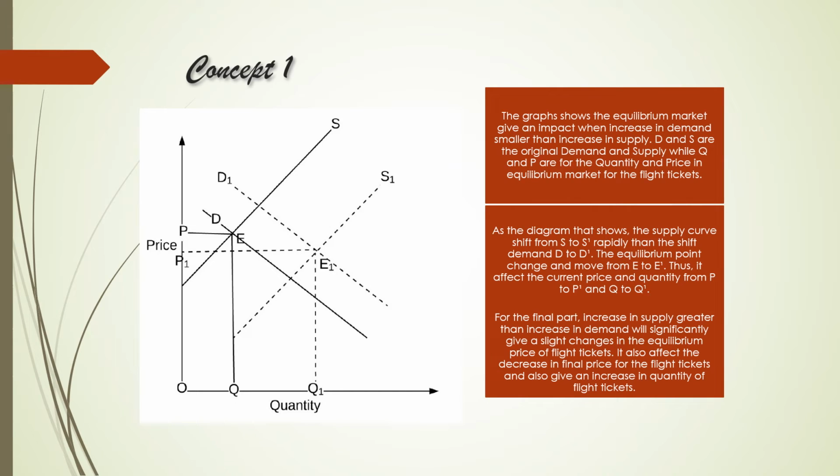The equilibrium point changes and moves from E to E1. This affects the current price and quantity, from P to P1 and Q to Q1. For the final part, an increase in supply greater than the increase in demand will give a slight change in the equilibrium price of flight tickets. It also decreases the final price for the flight tickets and gives an increase in the quantity of flight tickets.